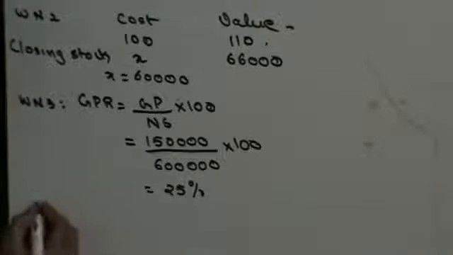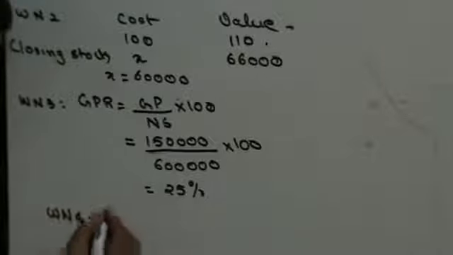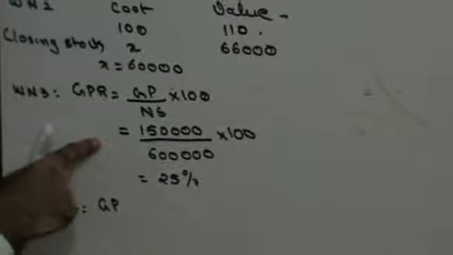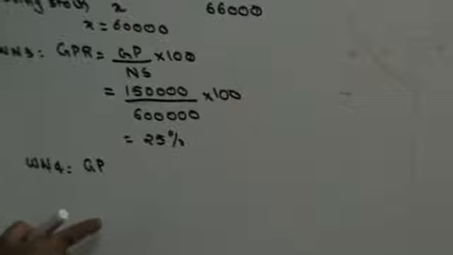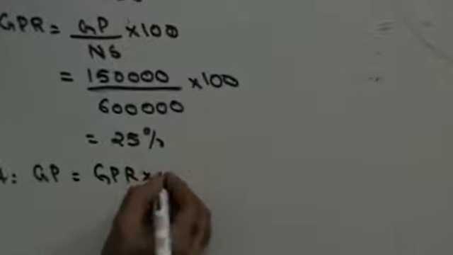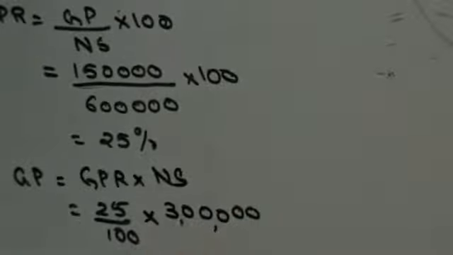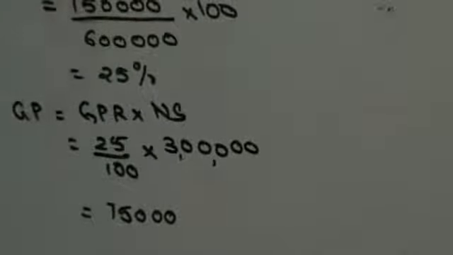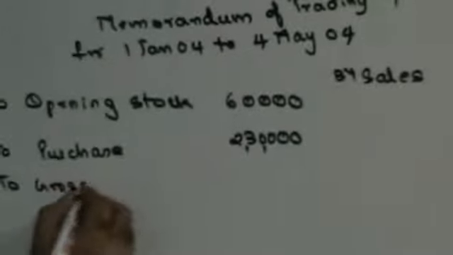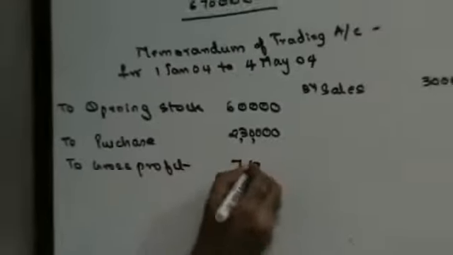Once I know my gross profit ratio, then I can find out gross profit. Remember, gross profit ratio is always calculated from the trading account, and gross profit is calculated for memorandum of trading account. So gross profit is gross profit ratio into net sales. 25%. Net sales in the current year is 3 lakhs. So this is going to work out to be 75,000. So gross profit of the current year is 75,000.